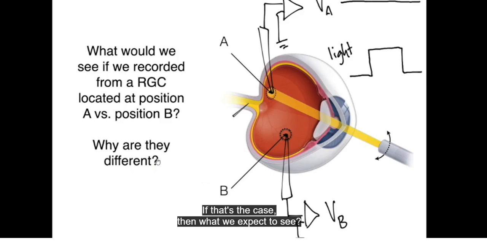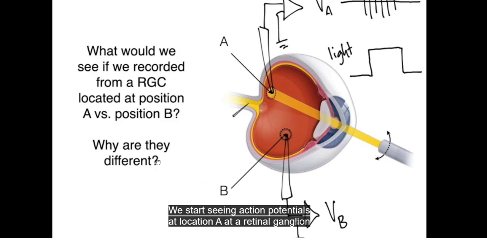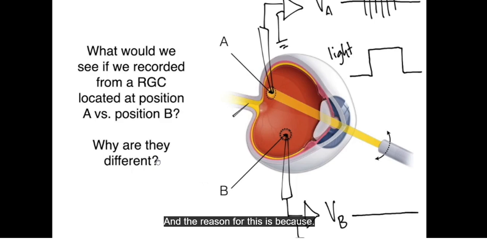If that's the case, then what we expect to see is that when the light turns on, we start seeing action potentials at location A, at a retinal ganglion cell located at location A. And I've drawn action potentials as a bunch of tick marks on this plot. Now, what do we expect to see at location B? We don't expect to see anything at location B, right? Shining a light on location A is not going to cause the cell located at location B to fire. And the reason for this is because the light that's shining on position A does nothing to excite photoreceptors that are located in position B on the retina.